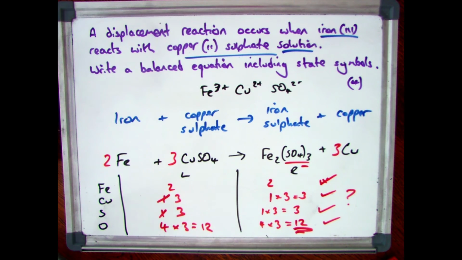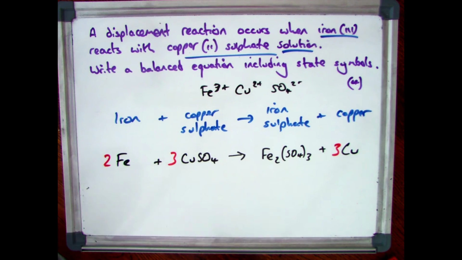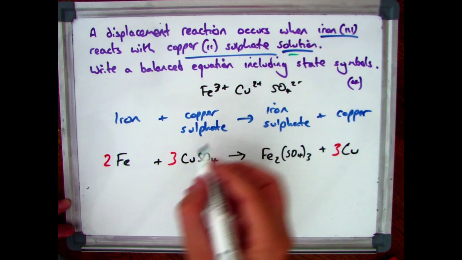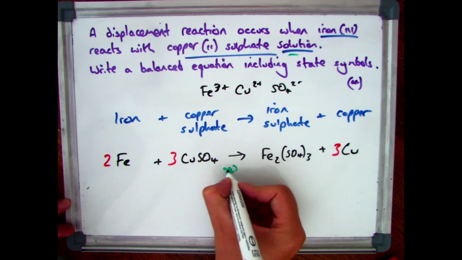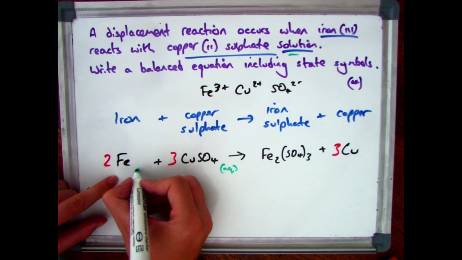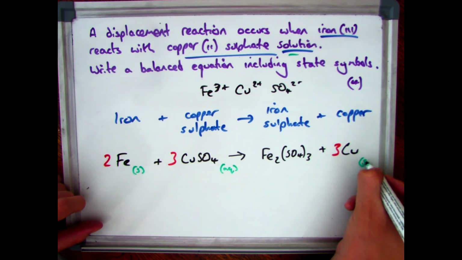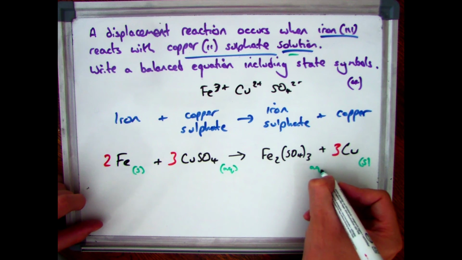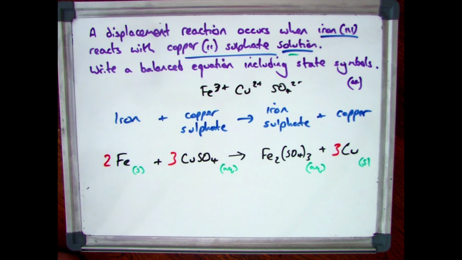Again, don't forget the state symbols. So iron, you know, is a metal. If it's a metal, that's going to be a solid. Copper sulfate, it tells you it's a solution, so that's aqueous. And then your copper is going to be a metal, and you're going to be left with a solution again. It's just going to swap round.